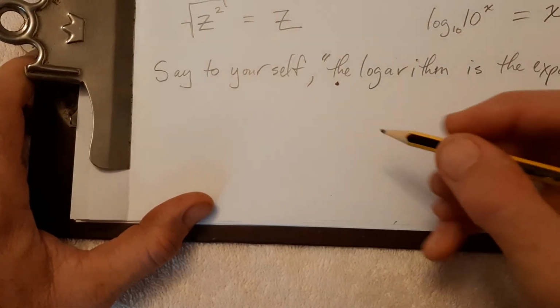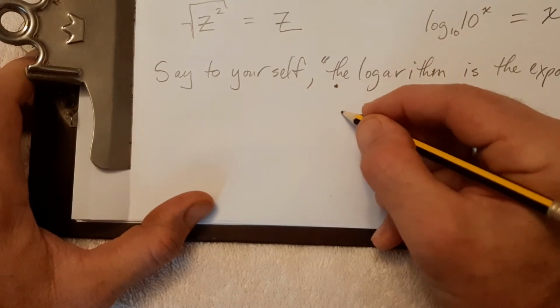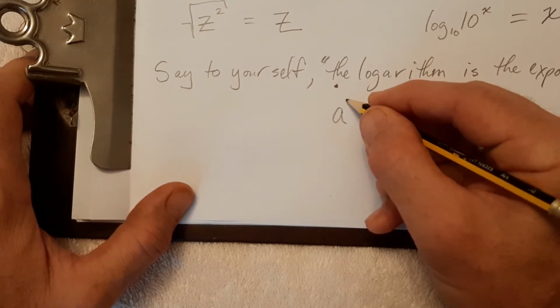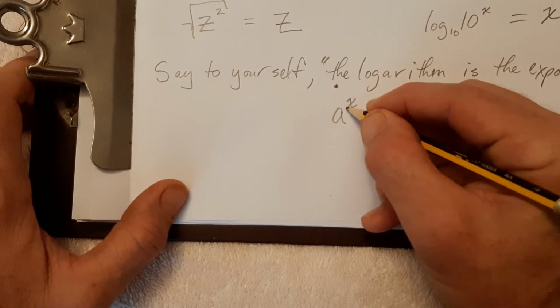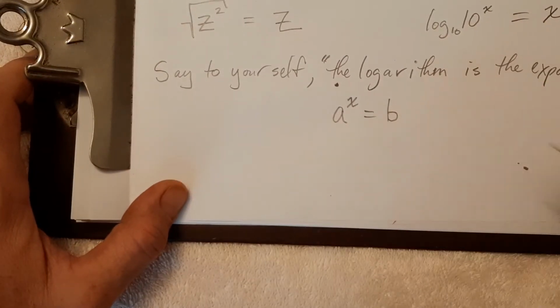Here's the general form. If I have a regular exponential, some number a, I'm writing this in general form, some number a to the x power, and that equals b. Okay, I might have a hard time understanding what that is.